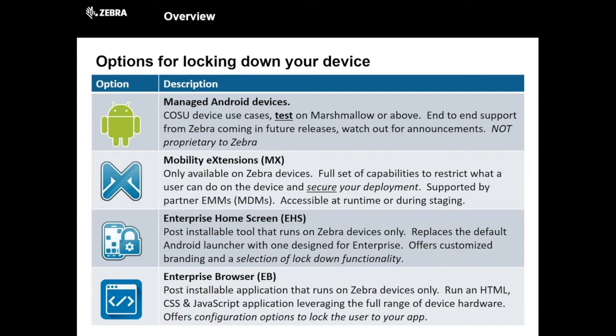Enterprise Home Screen is a post-installable tool. It's a home screen, but it's designed for enterprise use cases. So obviously, as a launcher, it has lockdown capabilities, but it also has a kiosk mode that I'll be covering as well. And then this is brand new to this presentation: in the enterprise browser application, recently released this year, version 1.7 added some new configuration items to lock down your device. So we'll be covering how to use those and what those do. So just to go through each of these in a bit more detail then.